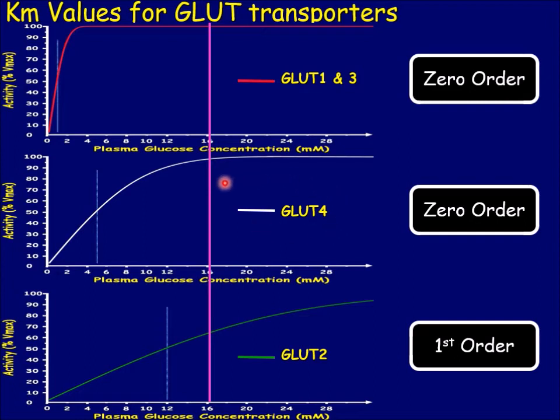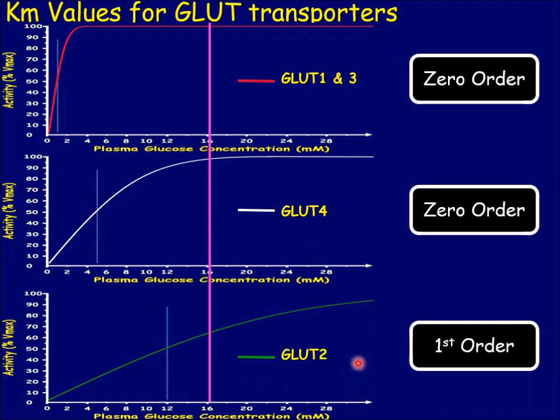Similarly, the GLUT4 transporters here, which of course you'll find in your muscle and in your adipose tissue, will also be sitting close to their Vmax. Therefore, once again, they've got relatively little ability to speed up if glucose concentrations go any higher, and therefore they're also sitting at zero order kinetics.